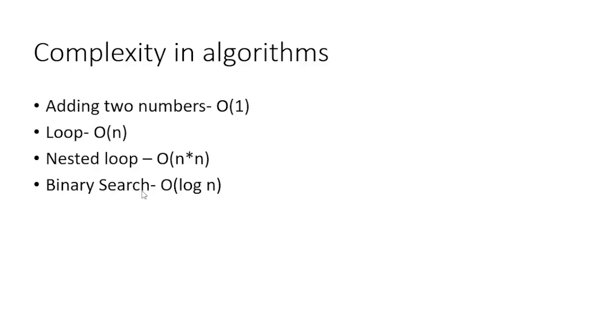Consider binary search. In binary search, my search area gets divided by half every time. So if it is 16, it becomes 8. If it is 8, it becomes 4. If it is 4, it becomes 2. If it is 2, it becomes 1. It gets divided into half every time. Such a situation is log n, so there the complexity is O of log n.